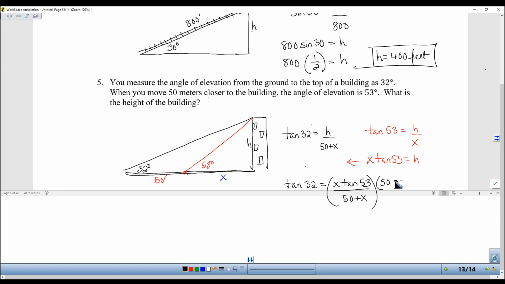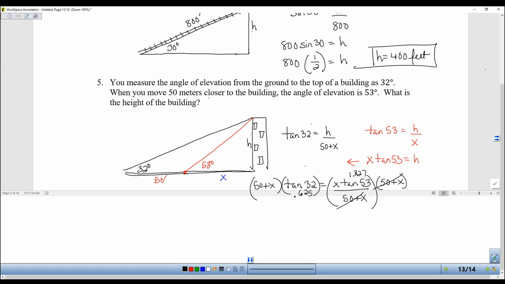I'm going to clear my fraction, so 50 plus x on both sides. And at the same time, I am going to go ahead and calculate tangent of 32. So tangent of 32 is going to be 0.625, and tangent of 53 is going to be 1.327. And that way, when I keep working, I'll have actual numbers to work with.